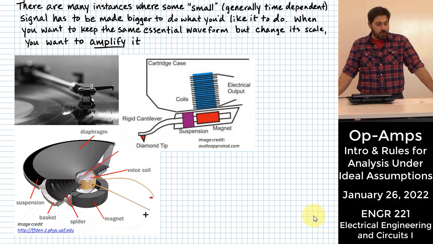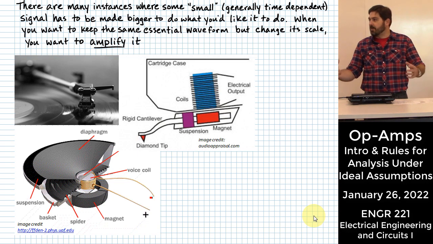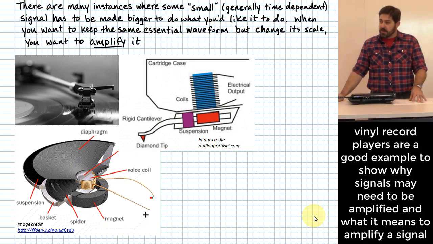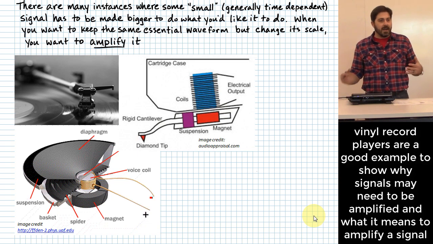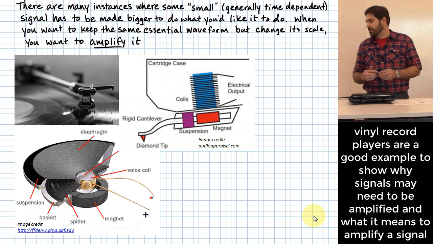But you're going to learn today about something called an operational amplifier, or an OpAmp, and it is a very powerful piece of circuitry that we can use to actually amplify signals. That's where it gets its name, operational amplifier. By way of introduction, I wanted to talk through why we might need to amplify things and what it means to amplify things.